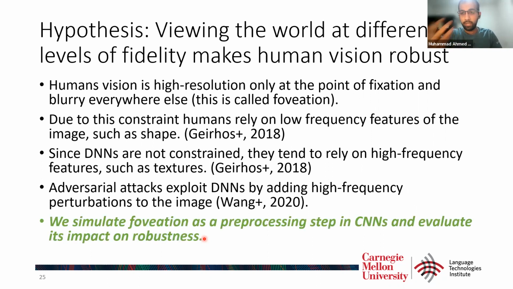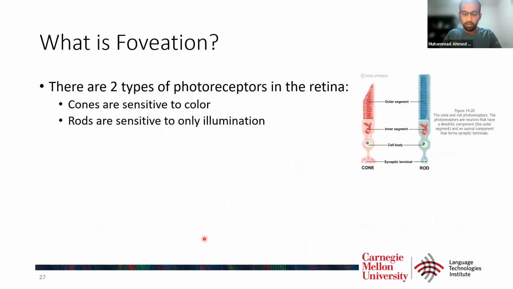That is why we do not perceive that noise, because it lies in an area of the frequency spectrum that we do not give much importance to. But since the model gives importance to that high frequency region of the image, it gets fooled. And so to validate this hypothesis, we simulate foveation as a pre-processing step in CNNs and evaluate its impact on robustness. So I'll give you a bit of background on foveation.